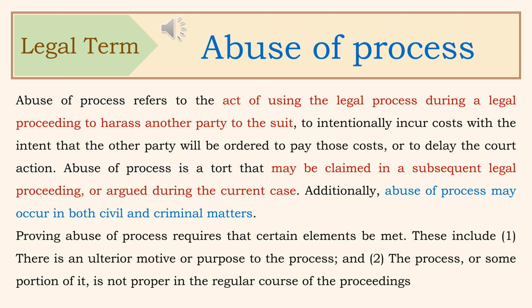Proving abuse of process requires that certain elements be met. These include: 1. There is an ulterior motive or purpose to the process, and 2. The process, or some portion of it, is not proper in the regular course of the proceedings.